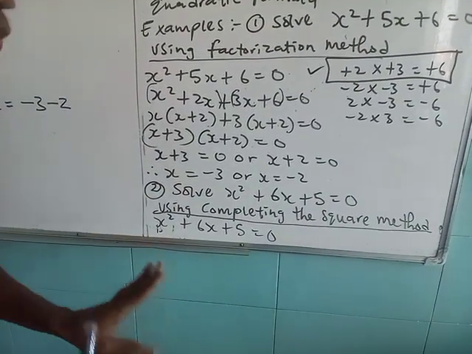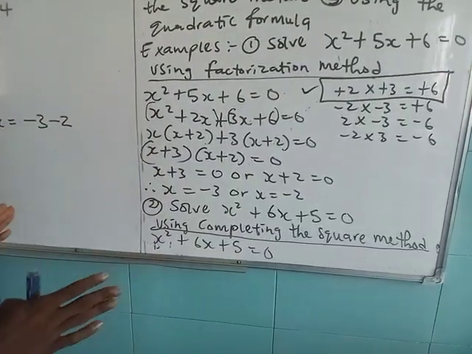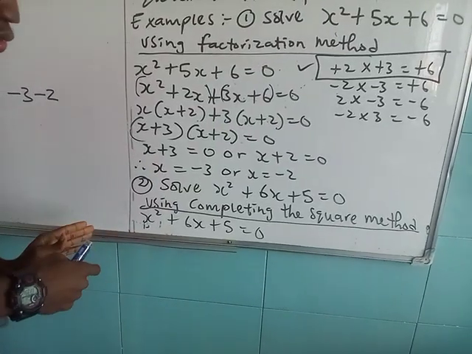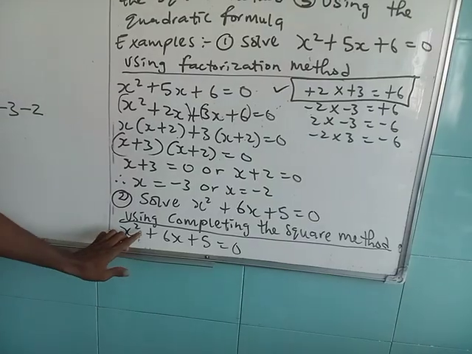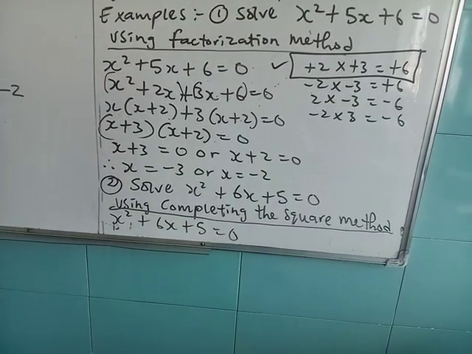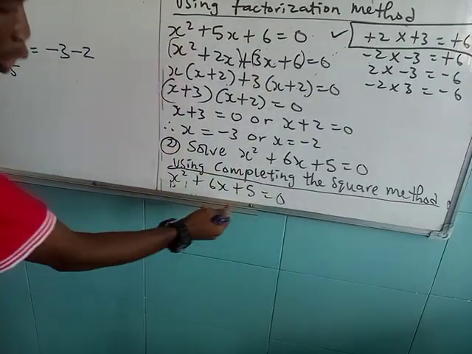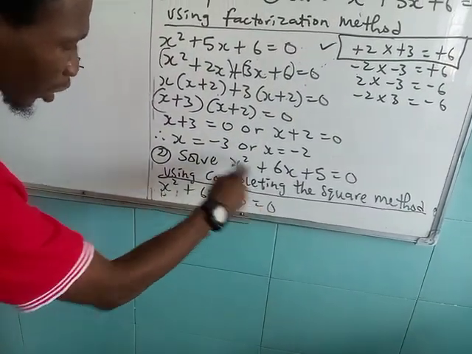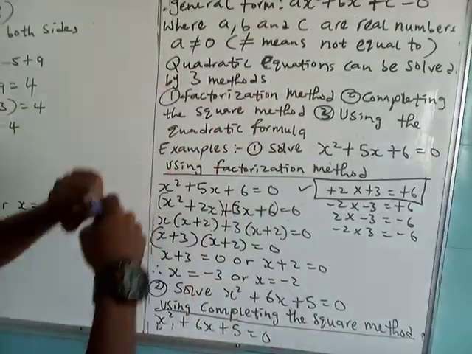We are going to use the complete the square method, and I think you have to pay attention to be able to understand how to solve using this method. So x squared plus 6x plus 5 is equal to 0. The first step in the complete the square method is for you to move this constant, which is 5, from the general form. Now let's come back to the general form.